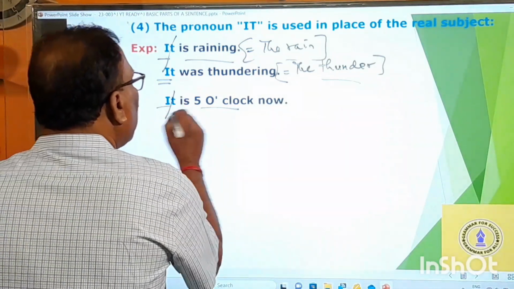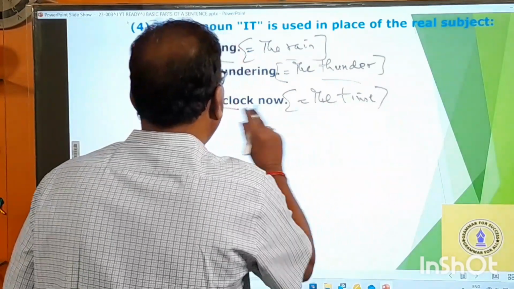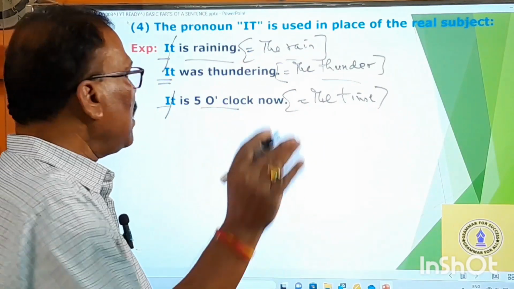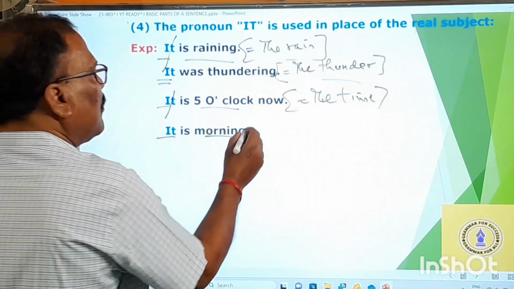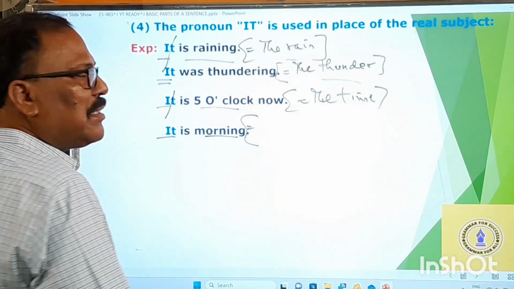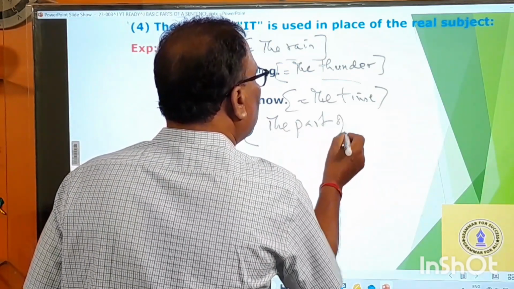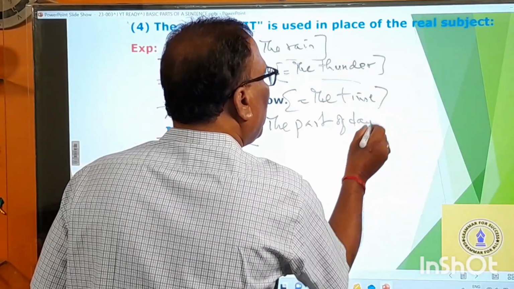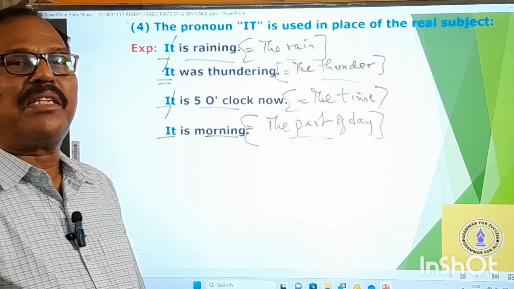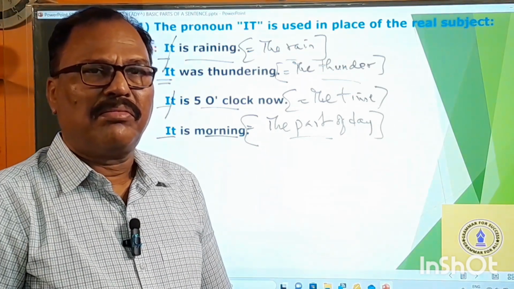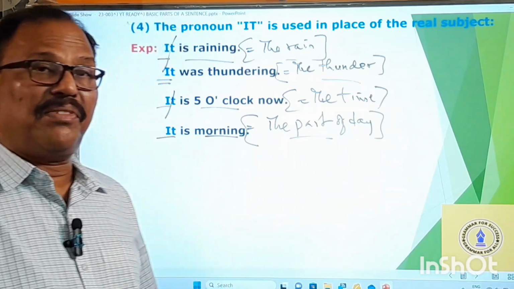So here, what does "it" stand for? It stands for the time. You cannot say, the time is 5 o'clock. No, it is 5 o'clock now. And then comes, it is morning. So here, what does it stand for? The part of the day. What part of the day is it? It is morning, sir. Now it is afternoon, sir. It is evening.